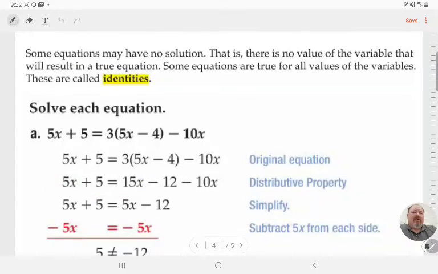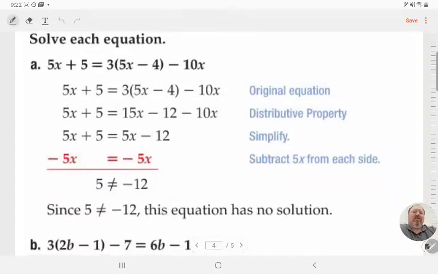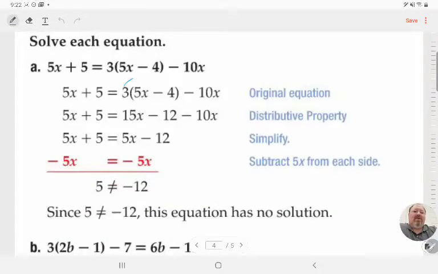All right. So remember that there are some cases where you're going to have no solutions, and you're going to have some that any value works, as in identities. Okay? So for example, 5x plus 5 equals 3 times 5x minus 4, and then that's all minus 10x. Okay? So when you have something like this, the first thing you have to do is use your distributive property. That would give you 15x minus 12.